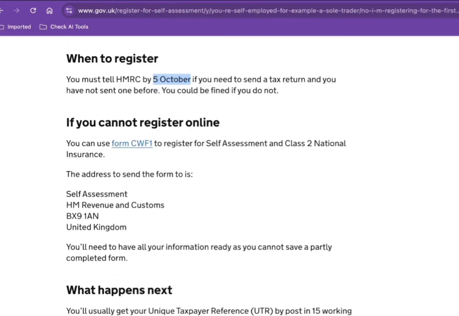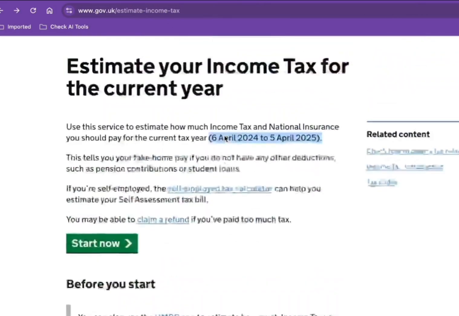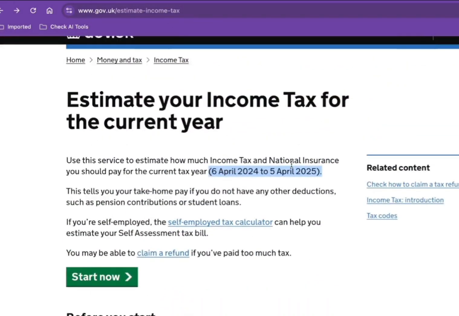Once the financial year ends, which is between April to April, HMRC will send you a letter and they will ask you to tell them how much money you have made, how much your expenses were, and what your profit and loss is at the end of the day as well. I'm going to explain a little bit about it at the end.